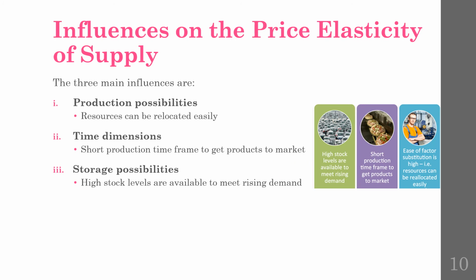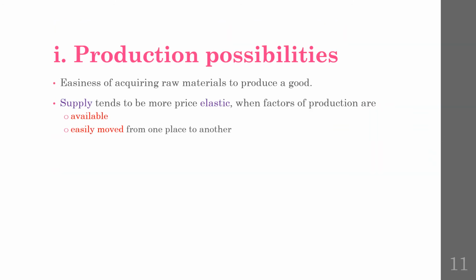There are 3 factors that influence price elasticity of supply. These include production possibilities, time dimensions, and storage possibilities. Production possibilities means the easiness of acquiring raw materials to produce a product. Supply is more price elastic when factors of production are available and easily moved from one place to another.